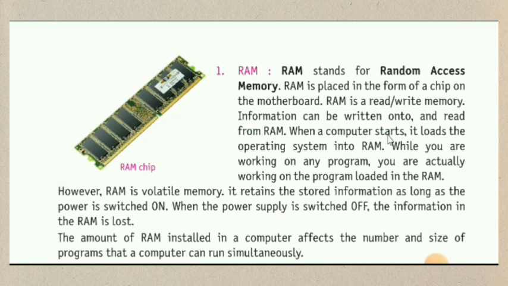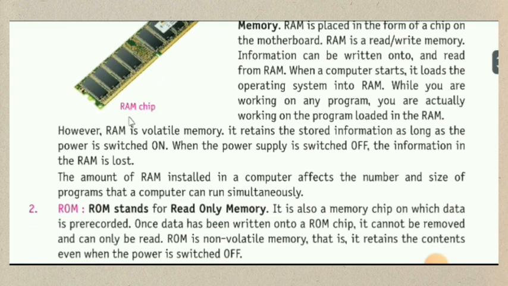When a computer starts, it loads the operating system into RAM. While you are working on any program, you are actually working on the program loaded in the RAM. However, RAM is volatile memory. It retains the stored information as long as the power is switched on. When the power supply is switched off, the information in the RAM is lost.